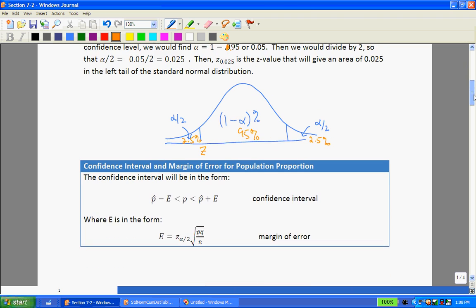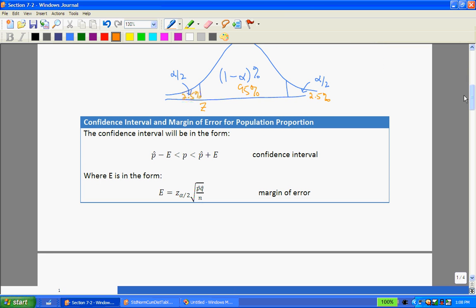So more formally, here's our formula for the confidence interval and the margin of error for population proportion. So remember, P without the hat is the true population proportion. We don't know it unless we're able to take a census. Remember, a census is when we do have access to every member of a population. Usually we don't, and when we don't, P is the true population proportion that we probably don't know.